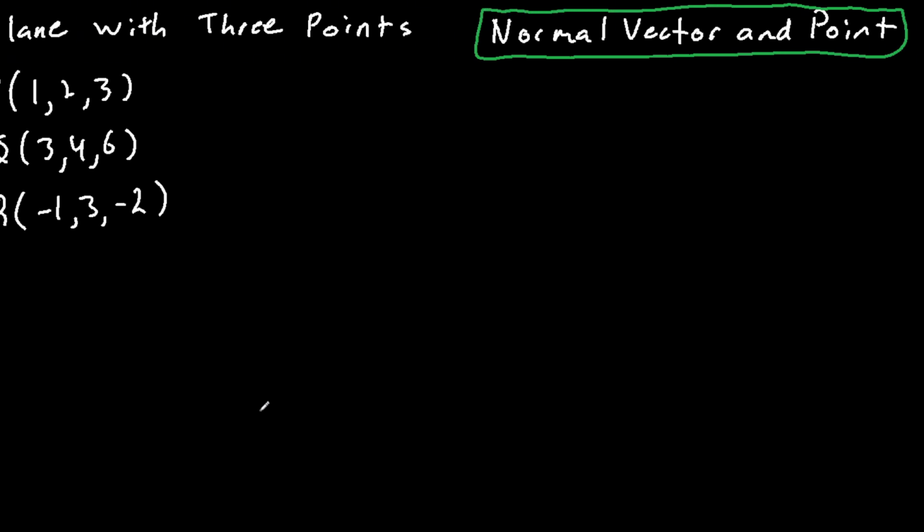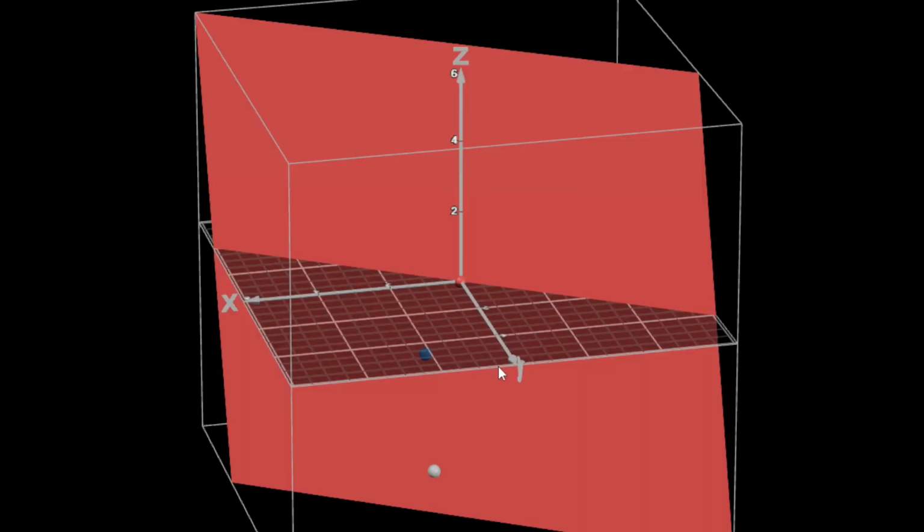Well, if you have 3 points on this plane, let's find 2 vectors that are stretching from, let's say, Q. 2 vectors that are stretching from Q, right? And those 2 vectors will be along the plane. I'll show you a Desmos representation right now.